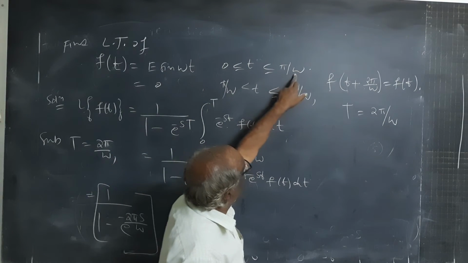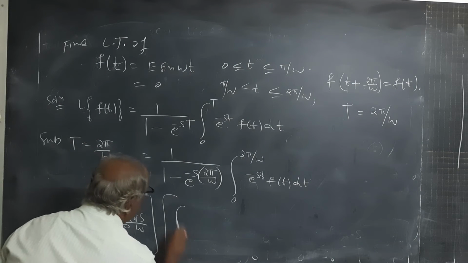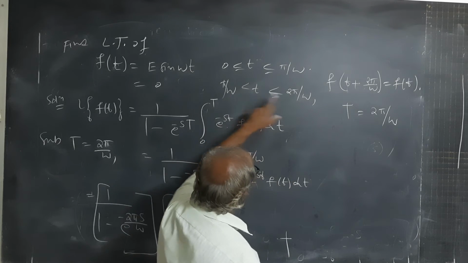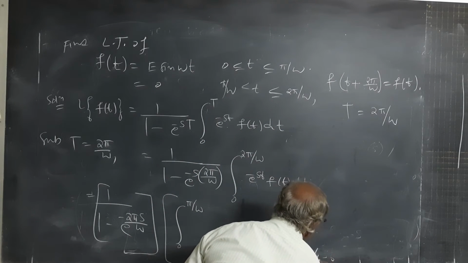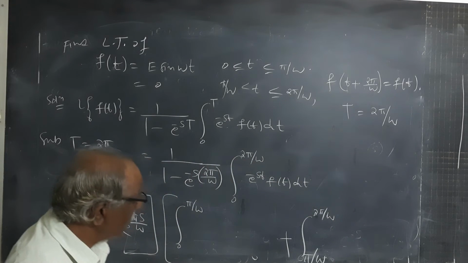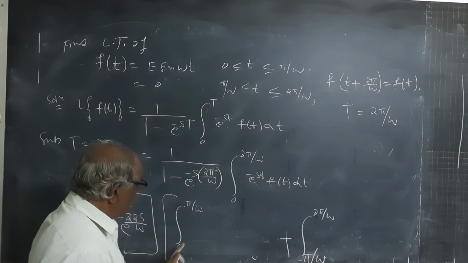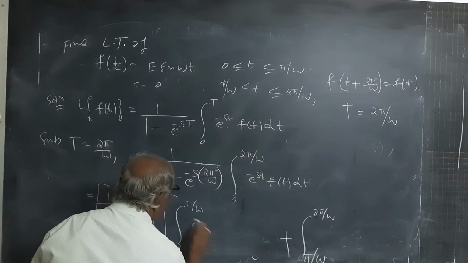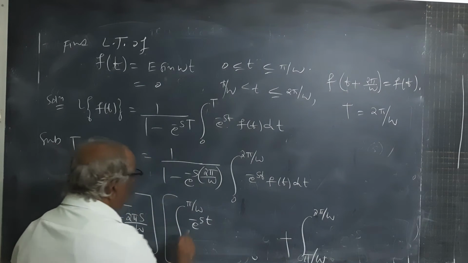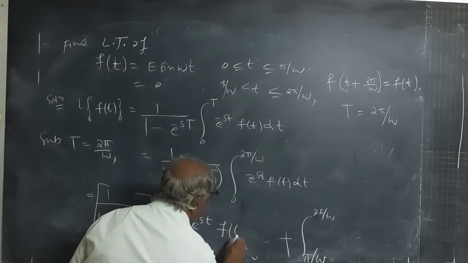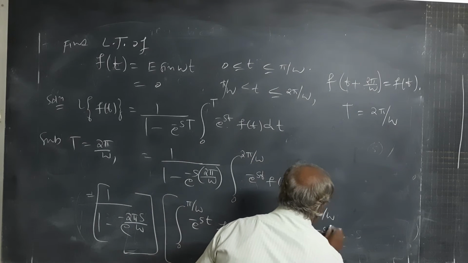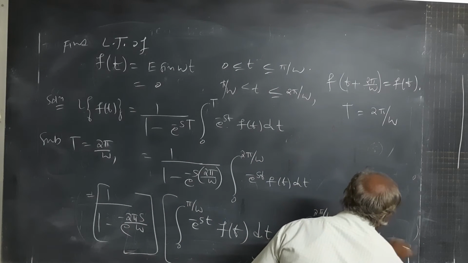Observe, 0 to 2 pi by omega. It should be broken as 0 to pi by omega, one part. Observe, integral 0 to pi by omega. Next another part is pi by omega to 2 pi by omega. In this way it should be divided. So the integrand, let us write the integrand: e to the power minus st f of t dt. Next, e to the power minus st f of t dt.